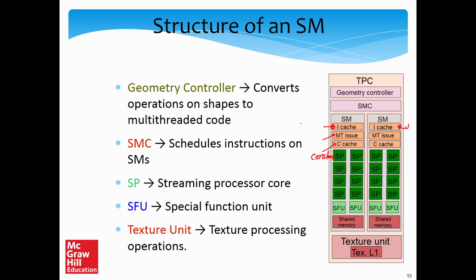Beyond these caches, one SM has 8 SPs. SP is a simple streaming processor core. Mind you, this is a very, very simple core. It is far simpler than the in-order processor that we designed in chapter 9. It might be at best a one-stage or a two-stage pipeline. So it's a very simple device, and its main role is to fetch an instruction from the I cache, do some very basic decoding, do the execution, and essentially send the data to shared memory.